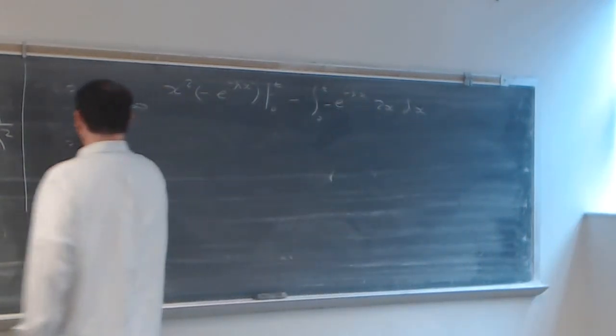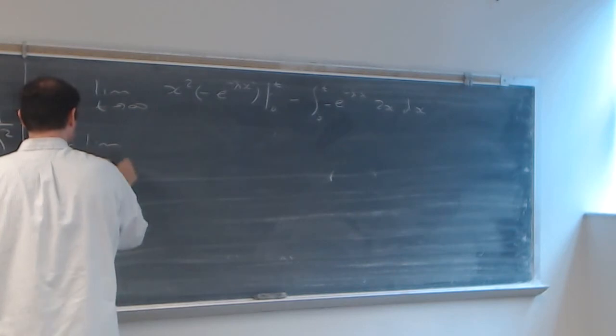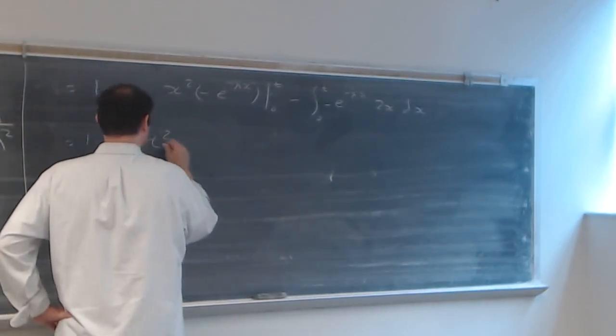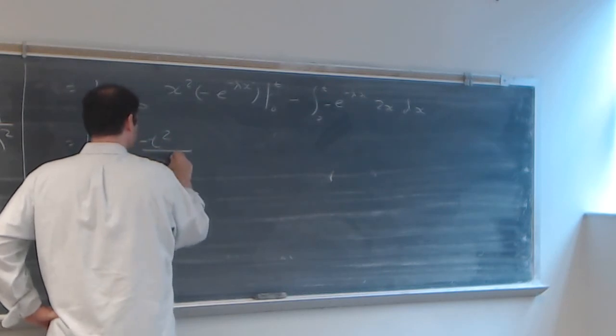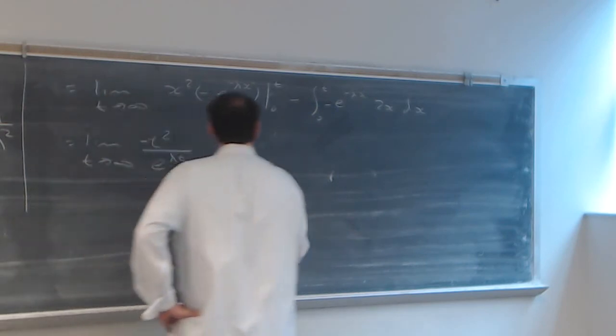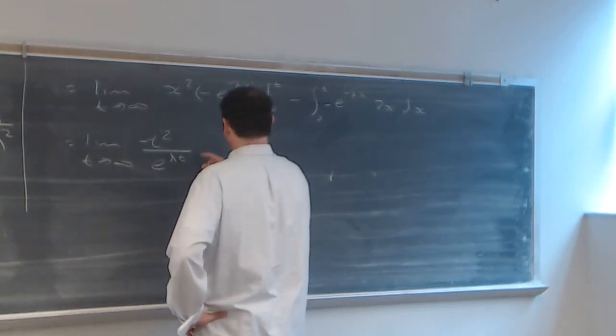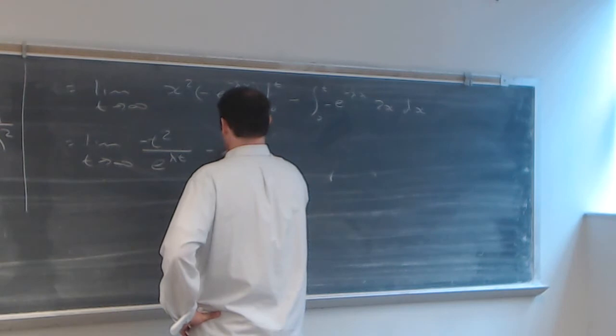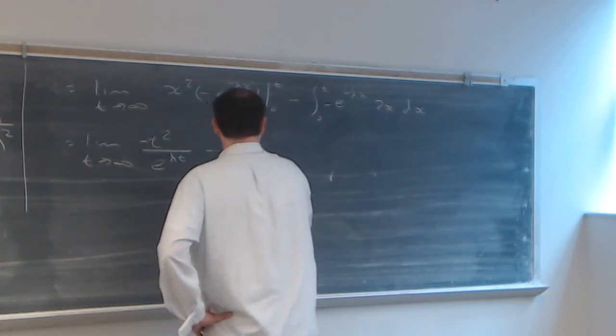Okay, this is equal to the limit as t goes to infinity. Here, when I stick in t, I have minus t squared over e to the lambda t. When I stick in 0, well, we just get 0. But it's minus and minus 0, so I'll just say minus 0.